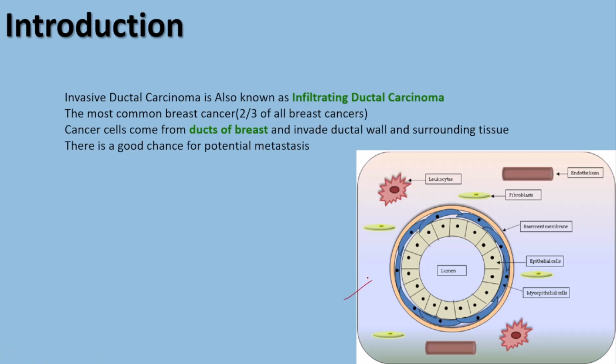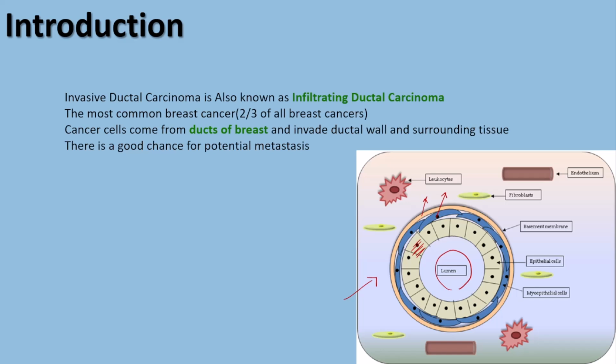So here in this picture, you can see a normal duct structure, which is having a lumen, which is covered by epithelium, which is the innermost lining of the duct, and after that we have a supporting myoepithelial layer, and after that we have a basement membrane which is covering the whole structure.